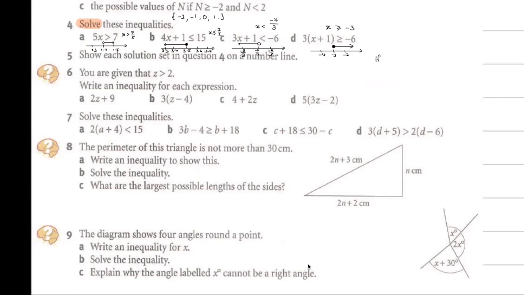So for the last one, 6d, if z is equal to 2, use whatever is given here. Then 5 times 3z minus 2 is equal to 5 times 3 times 2 minus 2, 5 times 6 minus 2, 5 times 4, 20. Then 5 times 3z minus 2 is more than 20.